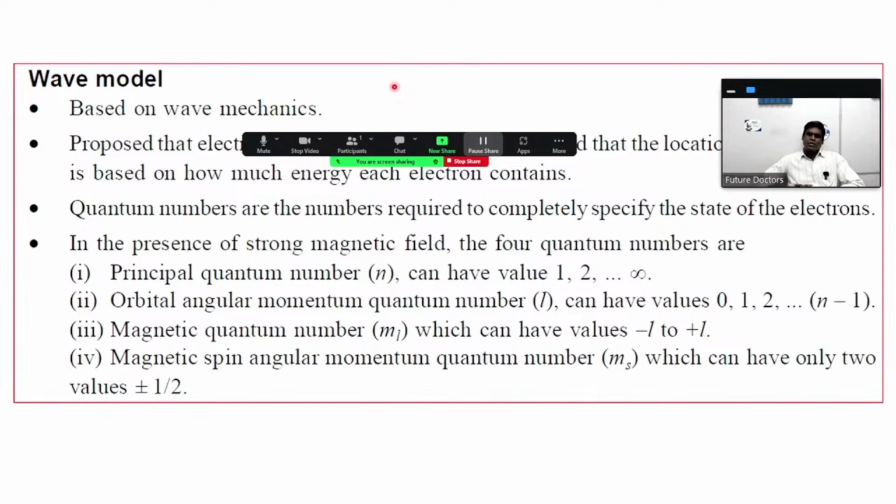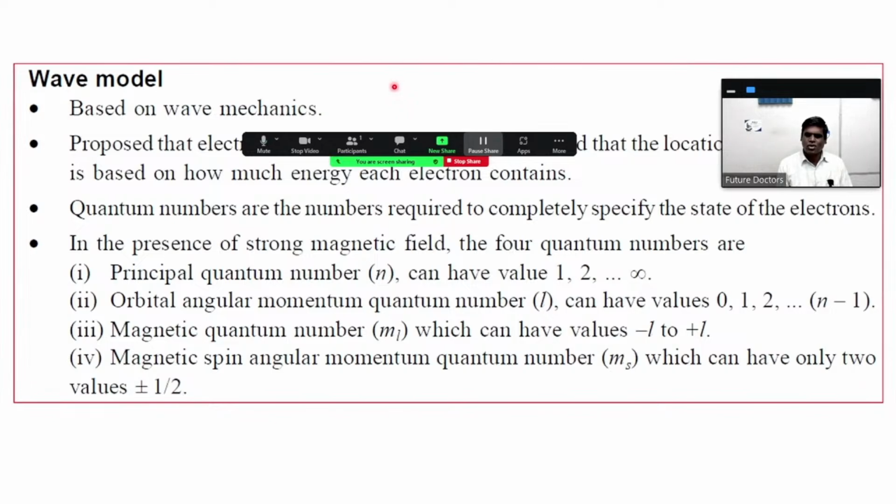Next, the wave model. Based on wave mechanics, it proposes that electrons do not move in a definite path, and that the location of an electron is based on how much energy each electron contains. Quantum numbers are the numbers required to completely specify the state of the electron.